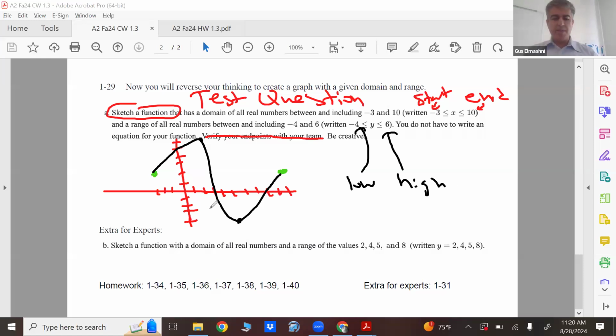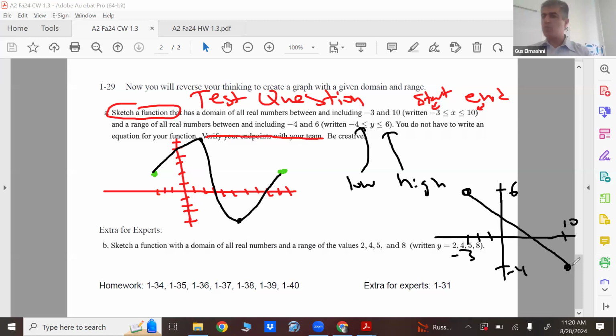Could I have done it differently? Sure. Could I have done a graph like this instead? Could I have started at -3, 6? Sure. Could I have ended at 10, -4? Sure. Could I have done a straight line between the two? Sure, that would have been fine too. That's another possibility. The bottom line is you have to make sure the domain is from -3 to 10 and the range is from -4 to 6.